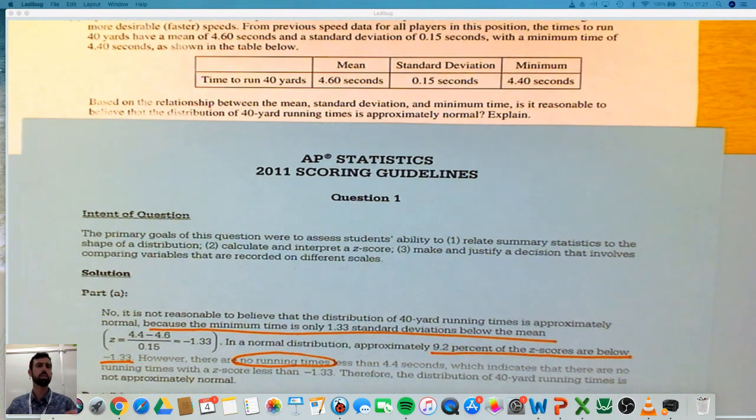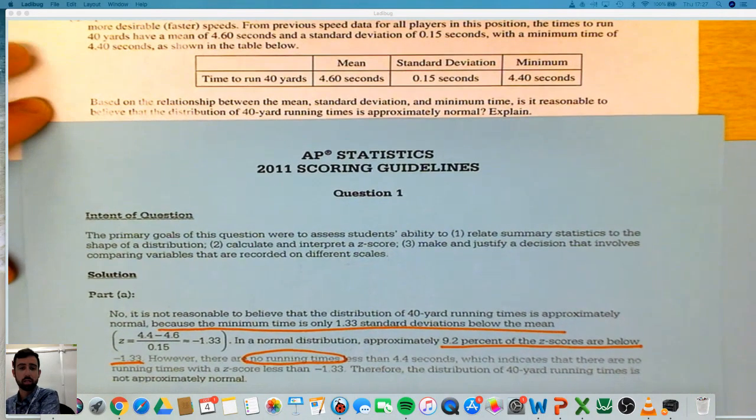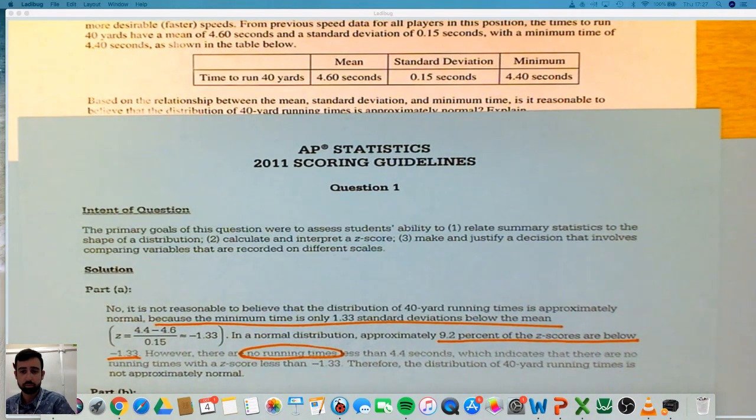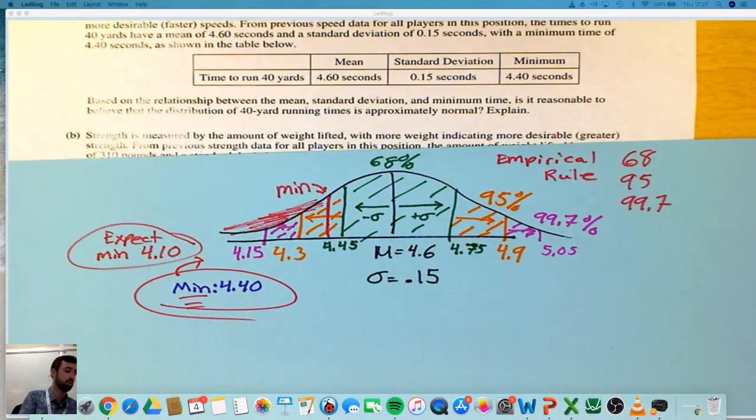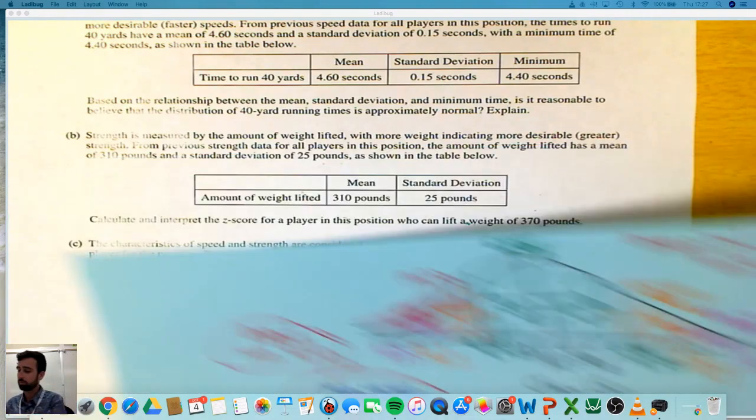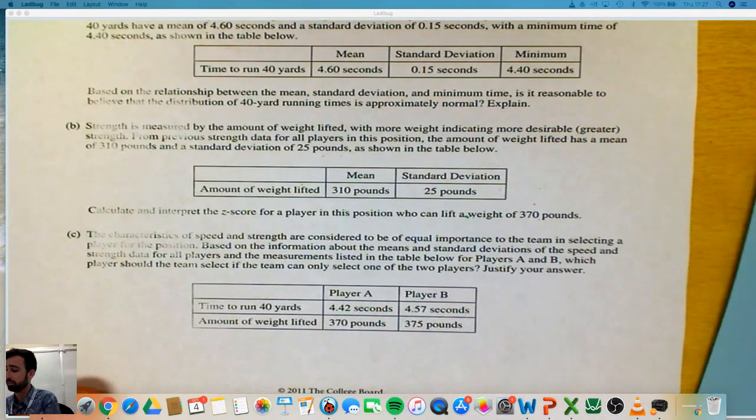Okay, let's go to part B, because part B also has to do with this chapter, and I think it might be important to take a look. And again, if you have any questions, pop them below. We're doing the 2011 AP Stat question. All right, part B.